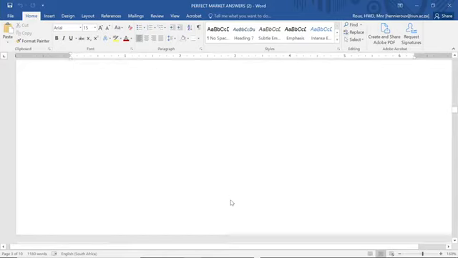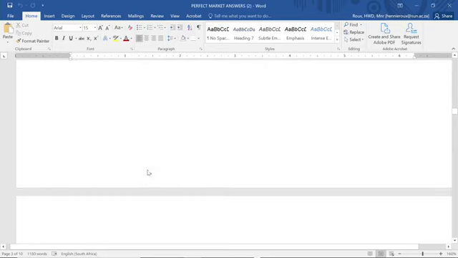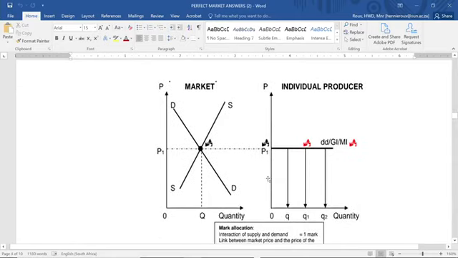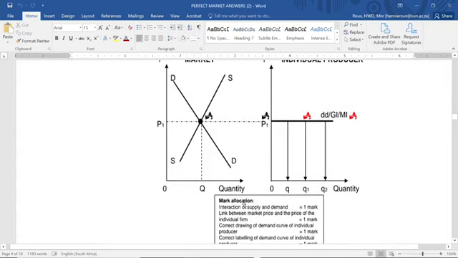Okay, right, so the question here says, discuss price formation with the aid of a well-labeled graph. For 8 marks, you're going to receive 4 marks for the drawing of the graph here. The way in which the marks are allocated: the interaction of supply and demand, which is that point there, and you've got to actually show that point, so that will give you a mark.